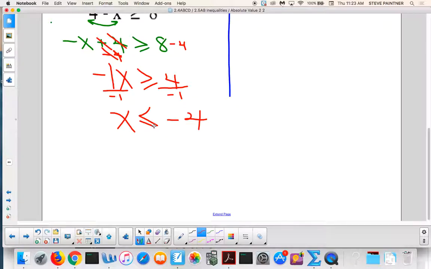Why did I switch the sign? Because I divided by a negative. Okay, here we go. Isaiah, can you help me out on the graph here? Okay, here's 0. Here's -4. Where do I go? To the right? Oh, wait, flip side. Okay, now what? Bracket or parentheses? Bracket. He says bracket.